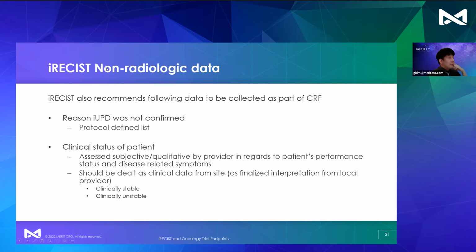And then for the iRECIST, there are some non-radiologic data that can be considered to be collected. Recommended information to be collected per iRECIST is that if there were any reasons that patients were in the IUPD throughout their visits and never has been confirmed, there could be a protocol-defined list of why IUPD has not been confirmed to the ICPD.